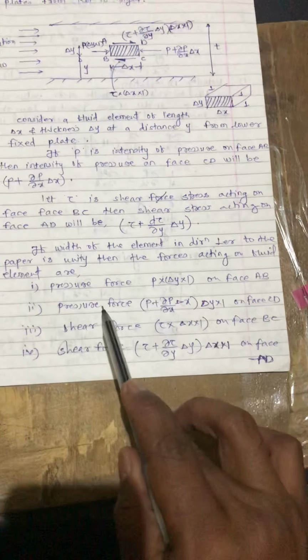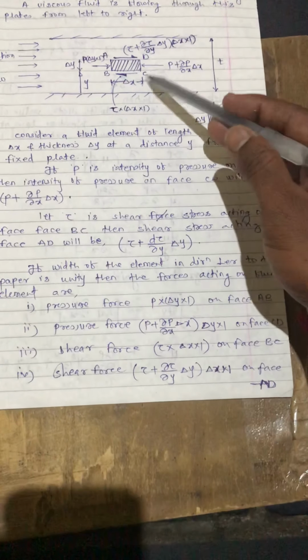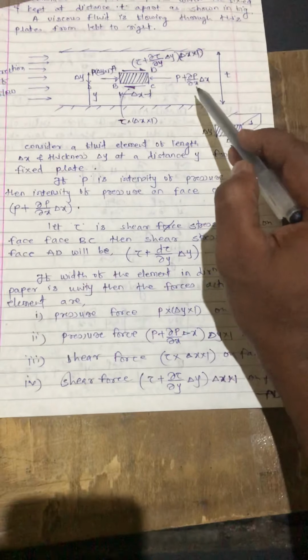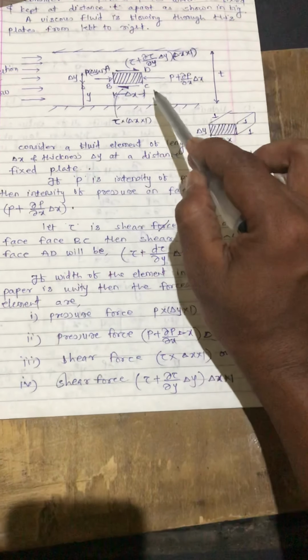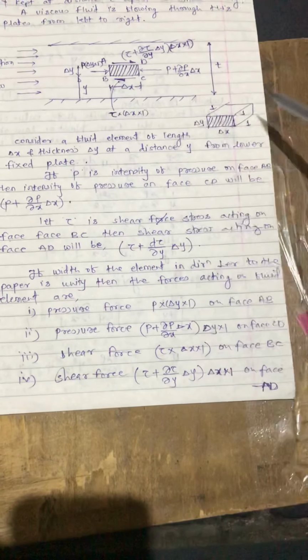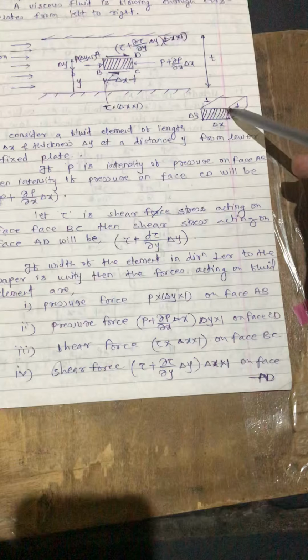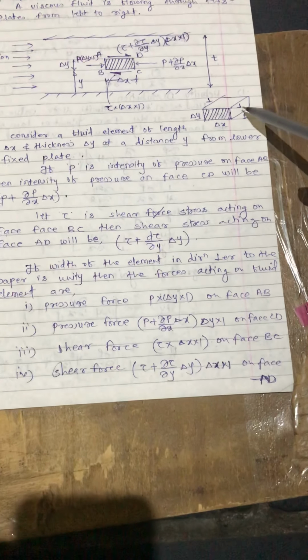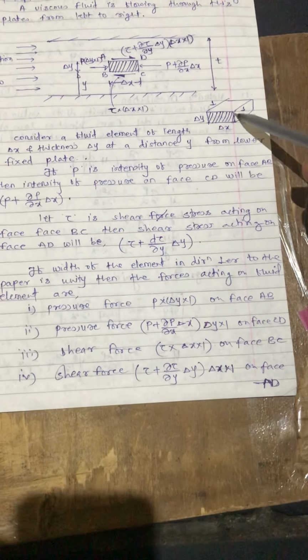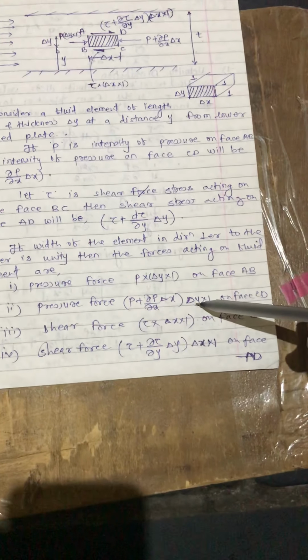Similarly, next, what will be the pressure force on face CD? It will be P plus ∂P/∂x into delta x, into the area. Which area? This area, because on this face the pressure force is acting. So the area will become delta y into 1.